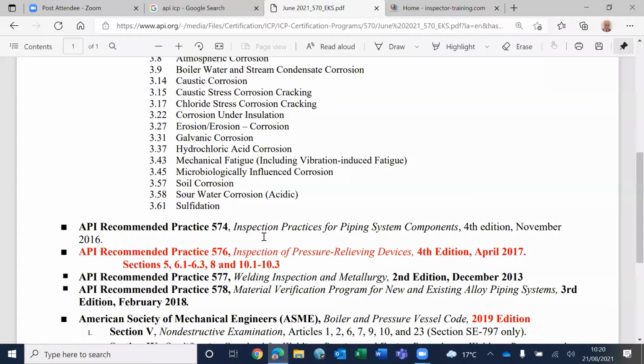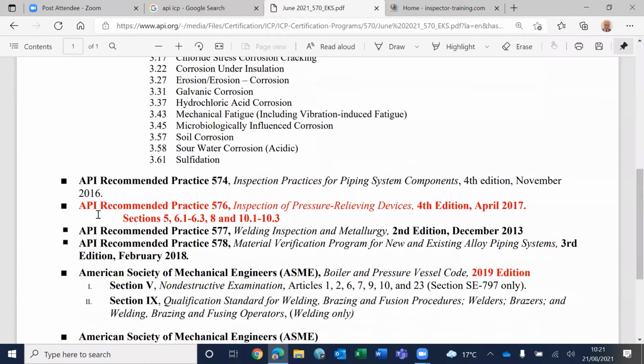Now, what is the difference? As an API piping inspector, 570, most of the time you'll work with 574 because these are the guidelines and it tells you how to inspect and that sort of thing. So once you do your calculation and everything, you check it against 570 to make sure that the requirements of 570 are met. So that is the code or the law. And this one is the guideline or inspection practice or how to inspect. So you better read it together.